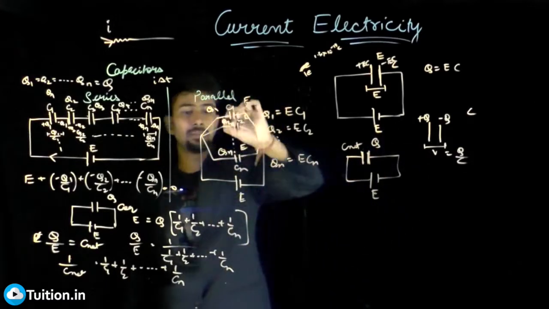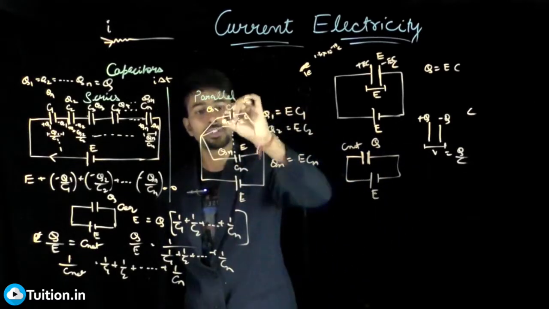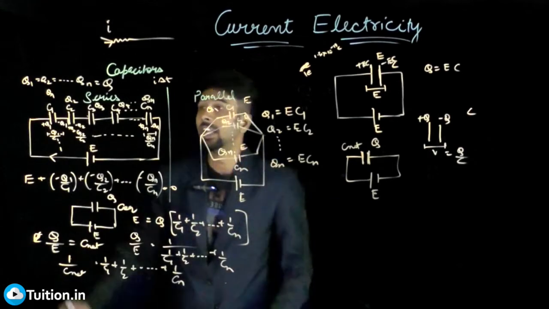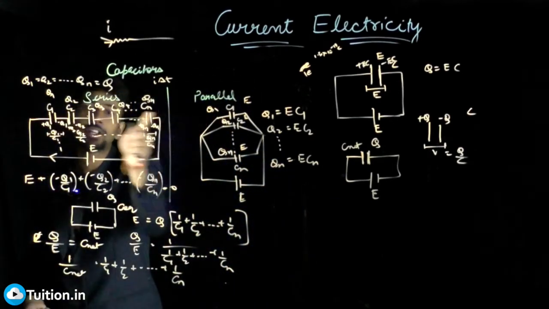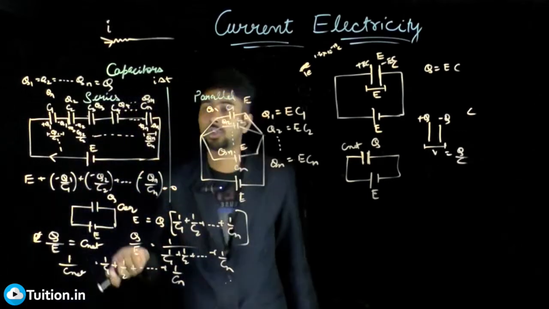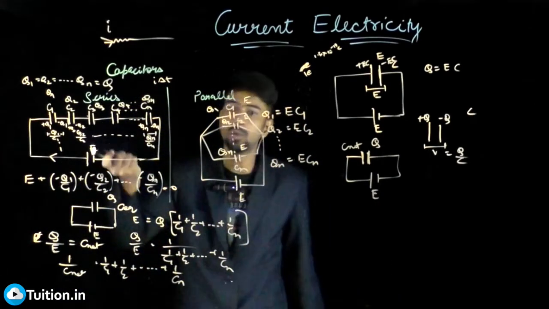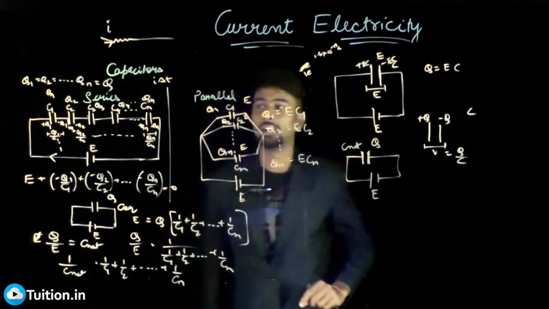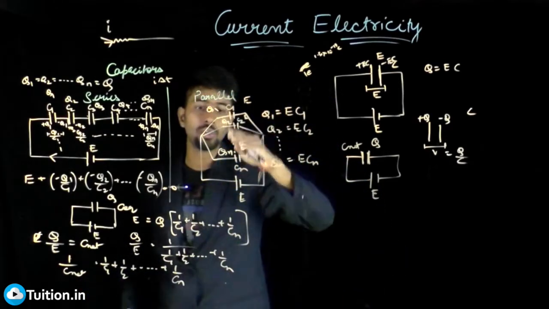What was the net charge that the battery supplied here? It supplied Q1 plus Q2 plus so on up to Qn. When you add all these charges, that is what the battery supplied. Here you will not add Q for all of this, because the net charge that the battery supplied was basically your Q. But here the charge supplied by the battery is nothing but Q1 plus Q2 and so on.